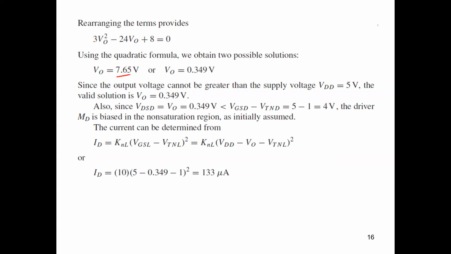One solution is 7.65, and the other is 0.3549. Which one makes sense and which one is not logical? Actually, it's impossible to get V out greater than our supply voltage. Since our supply or biasing voltage is VDD equals 5 volt, this value is not accepted. So the accepted value of output voltage would be 0.349 volt. So this is our output voltage now, guys.